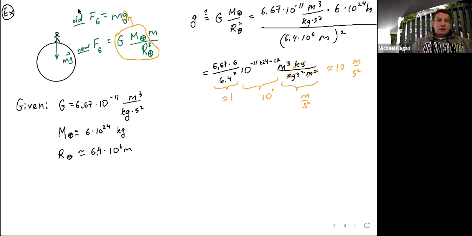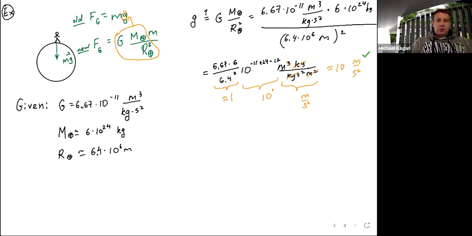And this is exactly what we thought of g before. So now you know where it comes from. It comes from some constants. The fundamental constant G plus the Earth parameters, and the relevant parameters are the mass and the radius.